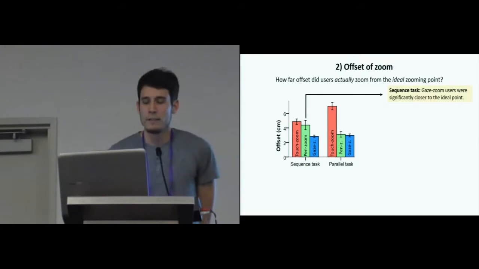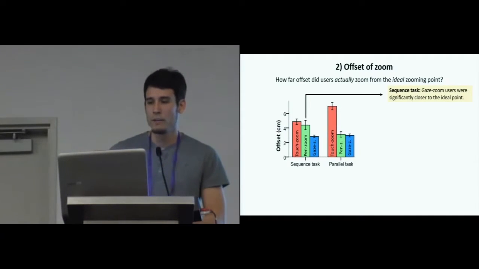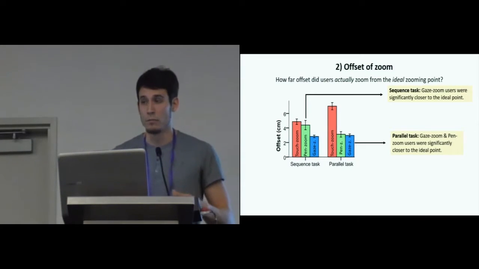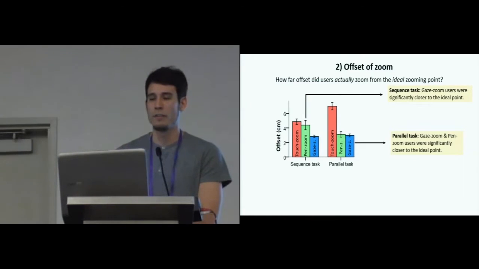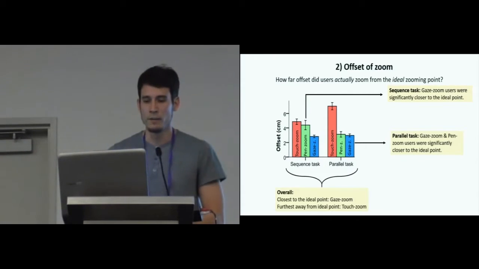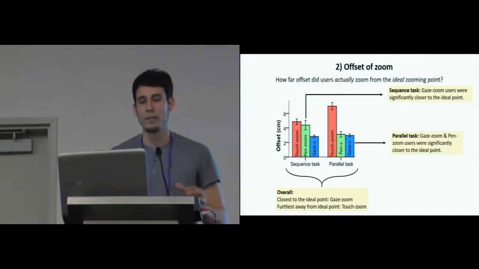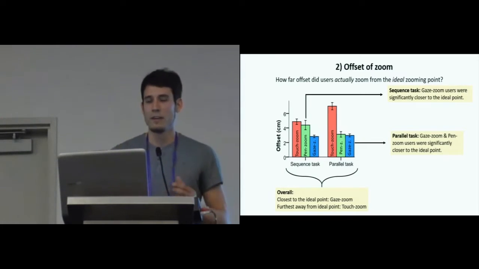So what we found here is that in the sequence task, the gaze zooming approach was actually significantly closer to the ideal point of zooming compared to the other techniques. And in the parallel task, users with the indirect techniques, the gaze zooming and the pen zooming approach, users were significantly closer to the ideal point than with direct touch. Meaning users were most close to the ideal point with the gaze zooming approach, and furthest away actually with the direct touch approach, the standard method of zooming. Why did this happen? Why is there such a disparity between the direct technique and the indirect techniques?